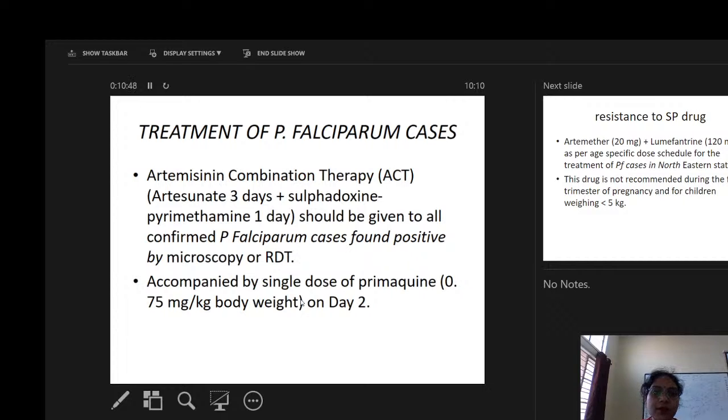Next, treatment of falciparum cases. Artemisinin combination therapy or ACT, which is artesunate for 3 days plus sulfadoxine pyrimethamine, known as SP, for 1 day, should be given to all confirmed falciparum cases found positive by microscopy or rapid diagnostic test, accompanied by a single dose of primaquine, which is 0.75 mg per kg body weight on day 2.